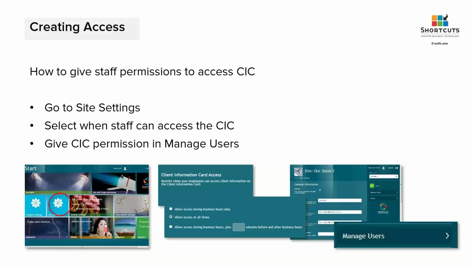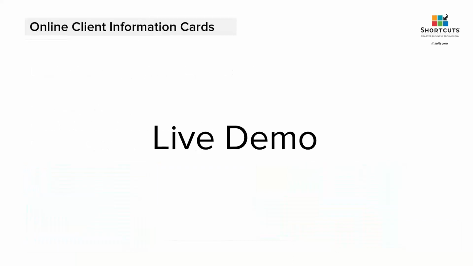Now, just a cautionary tale. If you are concerned about customer privacy or customer details, and you give your staff access at all times, remember they can look up customers during their off days. So just in case you're concerned about employee attrition, do keep that in mind. Now, that's when you tell Shortcuts when should somebody have access to client information cards. But to actually give permission, you're going to go to the Manage Users button on the right side. Once you're in Manage Users, this is where you start assigning permissions.